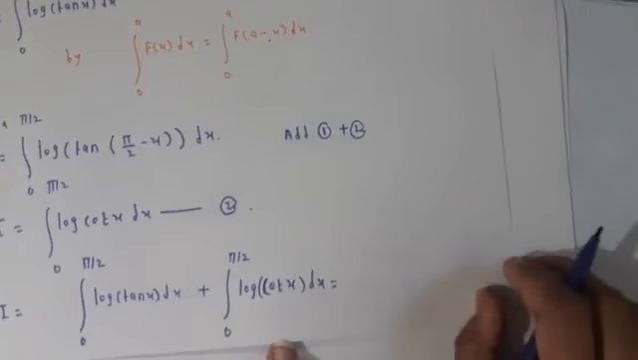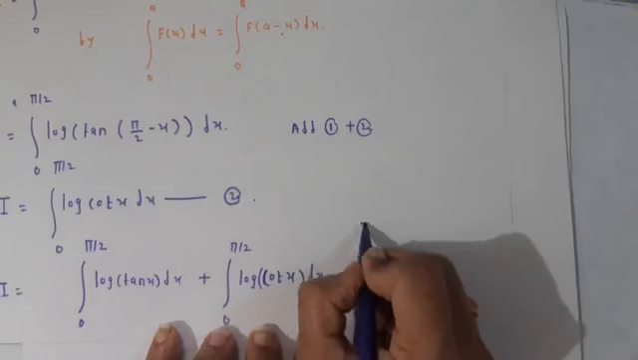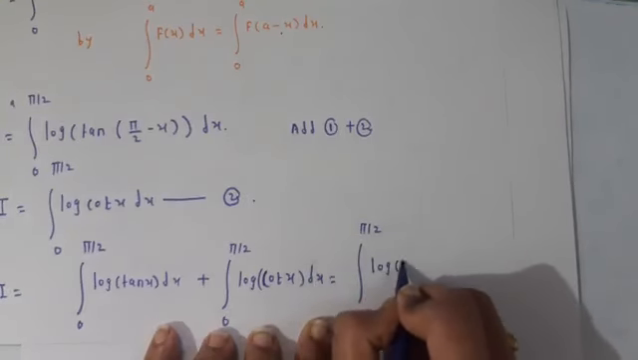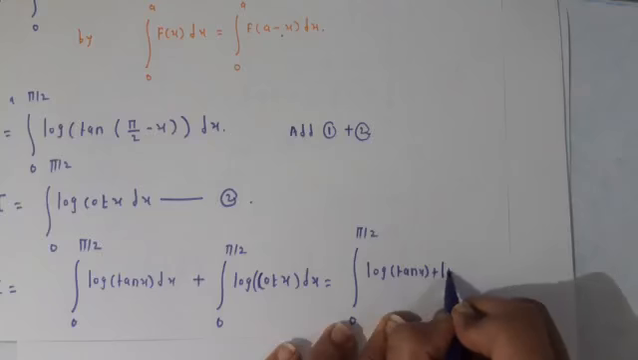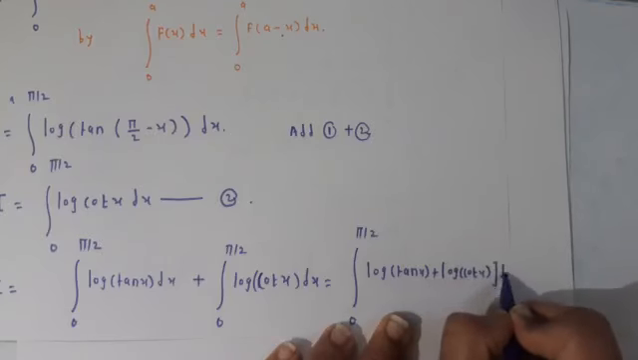And this is equal to integration 0 to pi by 2 of log of tan x plus log of cot x whole with respect to x.